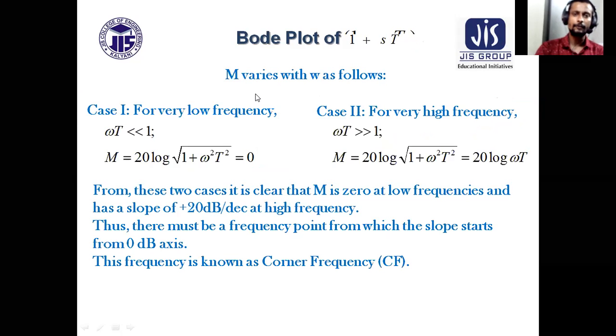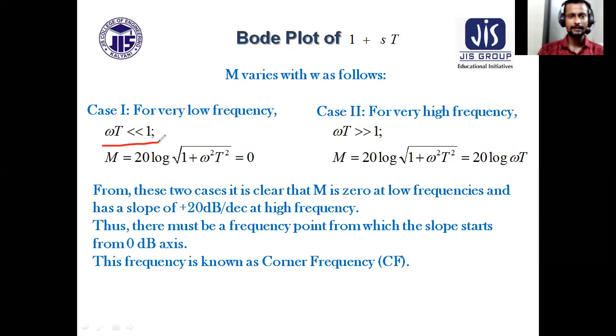Now again, m will vary like the previous one. If the Bode plot for the 1 by 1 plus st term is understood, it is much easier to understand the Bode plot for the 1 plus st term. Few changes are there, few minus would be changed to plus, nothing else. So for very low frequencies, omega t is much less than 1. So 20 log under root 1 plus omega square t square, this term could be neglected compared to 1 and we'll get 0. Similarly, for very high frequency, omega t is much larger than 1, so 1 could be neglected compared to omega square t square. So it would be reduced to 20 log omega t.